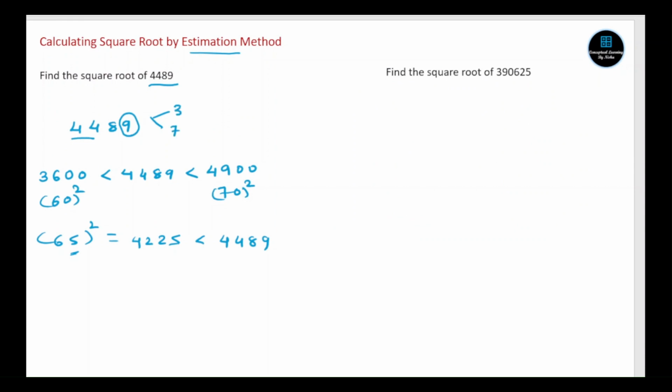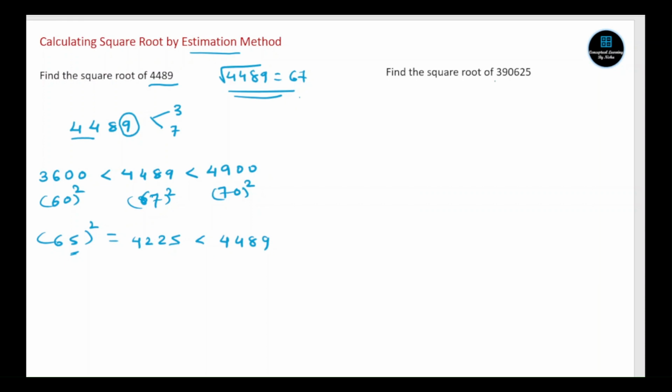Now as the number is greater than 65, it is 67. So I can say this is 67 squared. So the square root of 4489 is nothing but 67. This is how I can estimate this, right? I hope you get it. Let's understand with some more examples.